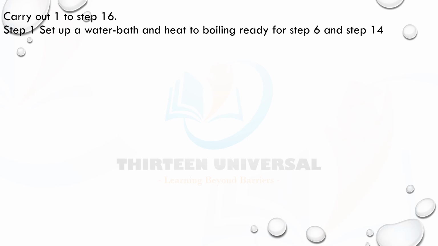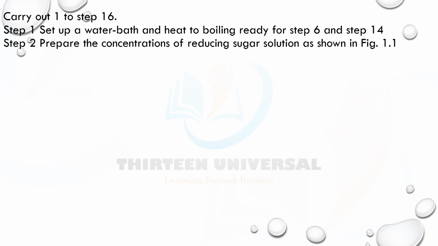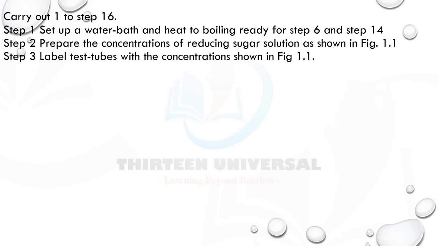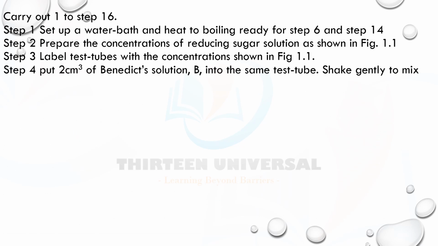Now these are instructions. Sorry for background noise. It's a carry out 1 to step 16. Let's go. Set up a water bath and heat to boiling, ready for step 6 and step 14. So you set it up, prepare the concentration of reducing sugar solution as shown. We have seen that. Label test tubes. So please follow the instructions with concentration shown in figure 1.2. So these are things we're going to do.